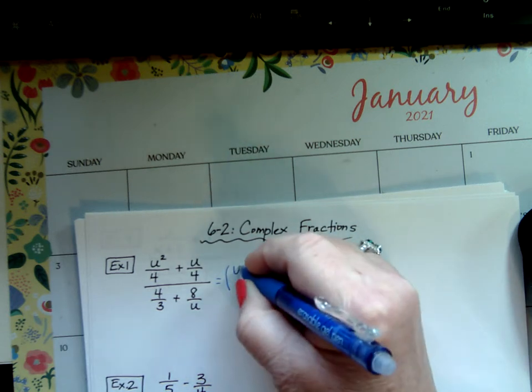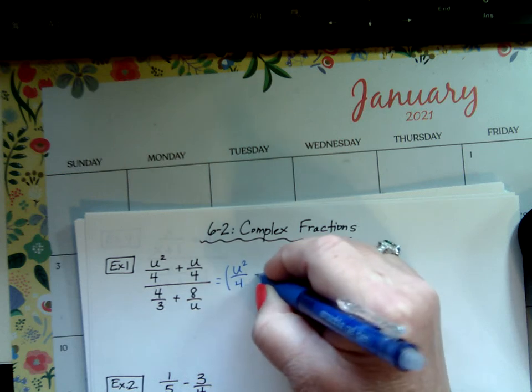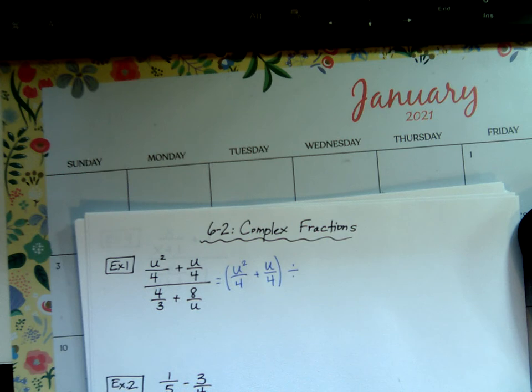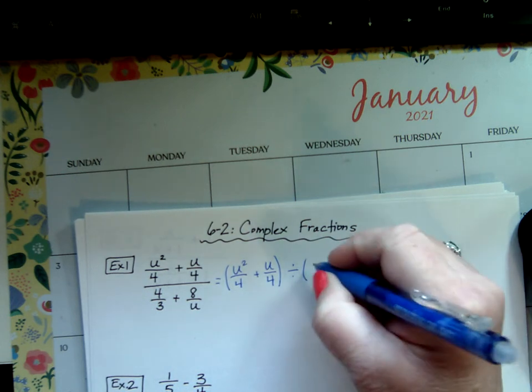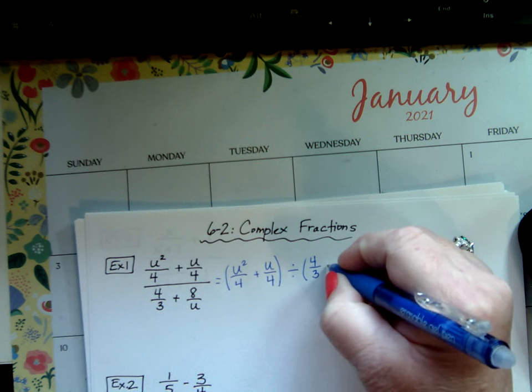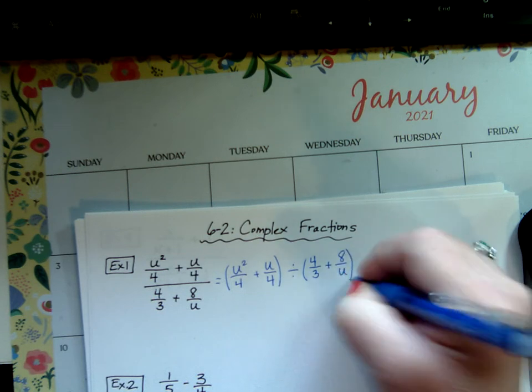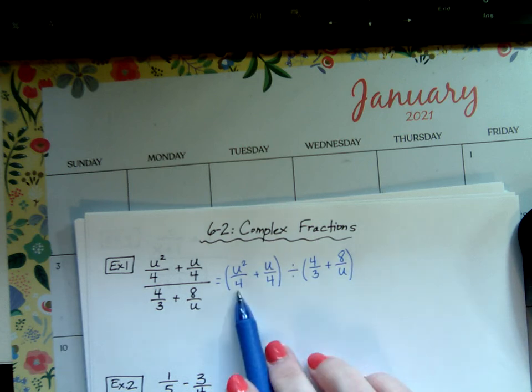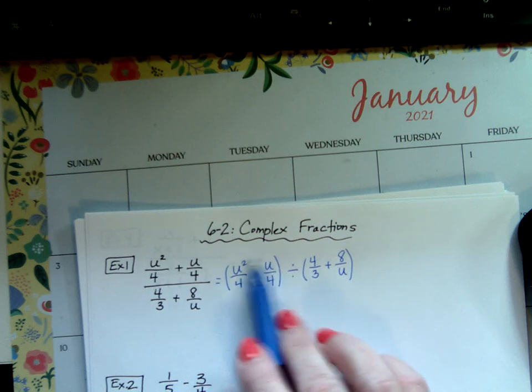So I'm going to take the numerator, u squared over 4 plus u over 4, divided by, and I'm using parentheses to separate my numerator and denominator, 4 over 3 plus 8 over u. And so what I've done is just separated it so I no longer have a complex fraction. So it's still a division problem, just like fractions would be, but it's now horizontal. And what I'm going to do is get common denominators. In order to add or subtract fractions, I have to have a common denominator. So within this grouping, I'm going to get a common denominator.